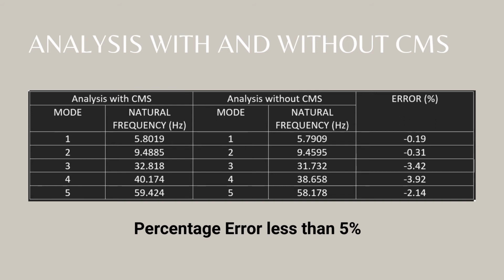From there, I can say that we can use component mode synthesis as one of the methods that can be used to analyze systems for large scale structures. This is the table that I calculated for the percentage error of the system with and without component mode synthesis. As we can see, the percentage error is less than 5% between the different methods.